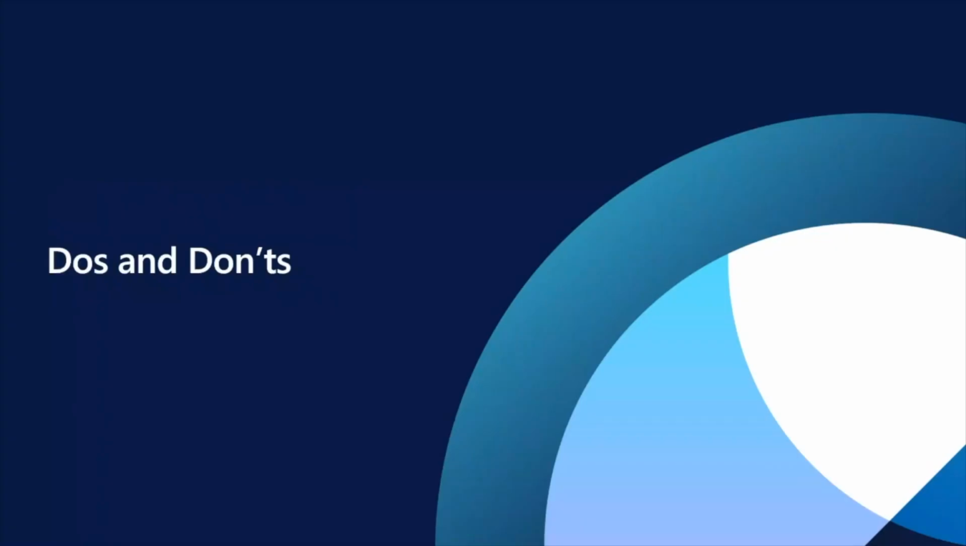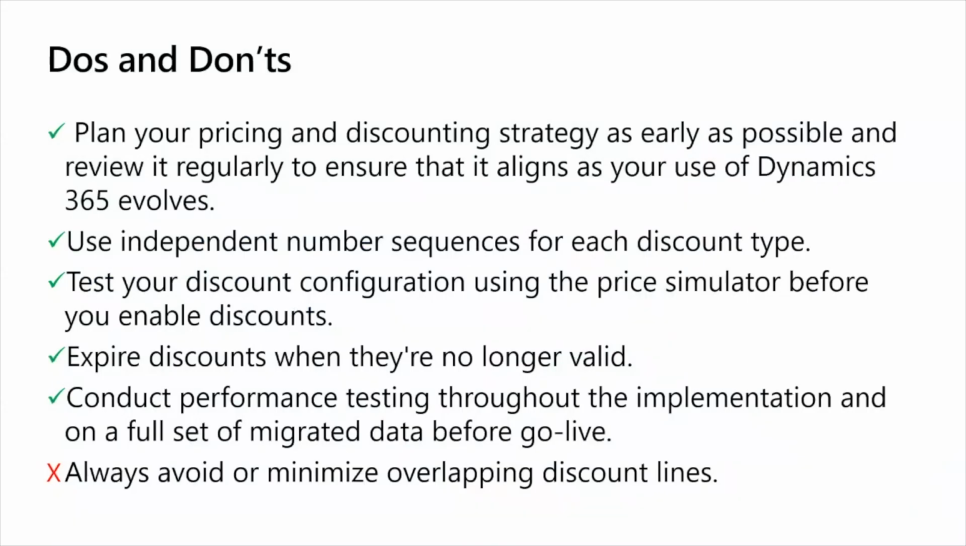As best practices, we would like to give some do's and don'ts when you enable the Dynamics 365 supply chain management pricing module. The first one is to plan your pricing and discounting strategy as early as possible and review it regularly to ensure that it aligns as your use of Dynamics 365 evolves. And the second one is to use independent number sequences for each discount type and configure the number sequences so that the discount ID by itself indicates the discount type. For example, prefix the ID of each discount type with a different alphanumeric constant like Q for quantity, M for mix and match, and so on.